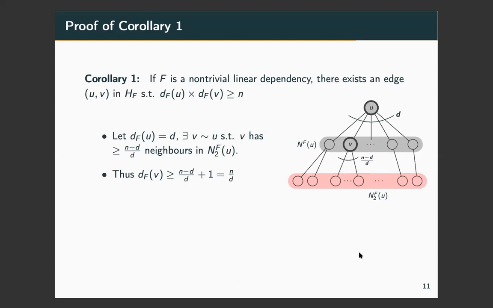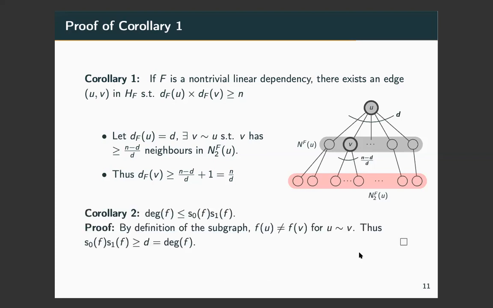Our theorem states that there is a vertex u such that the number of neighbors of this vertex plus the number of distance-2 neighbors with a unique path to it is at least n. If the degree of this vertex is d, then there exists a neighboring vertex v such that it has at least (n minus d) by d vertices in the second neighborhood of u. Thus, the degree of this vertex is greater than or equal to (n minus d) by d plus 1 when you count u, and this is equal to n by d. This gives us that the product of the degrees of the vertices u and v is at least n.